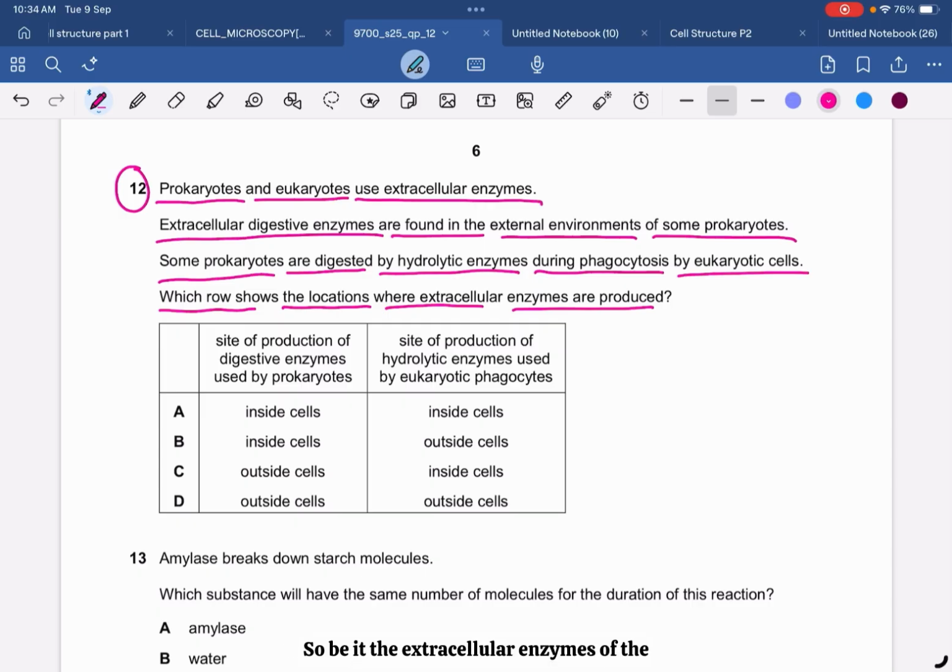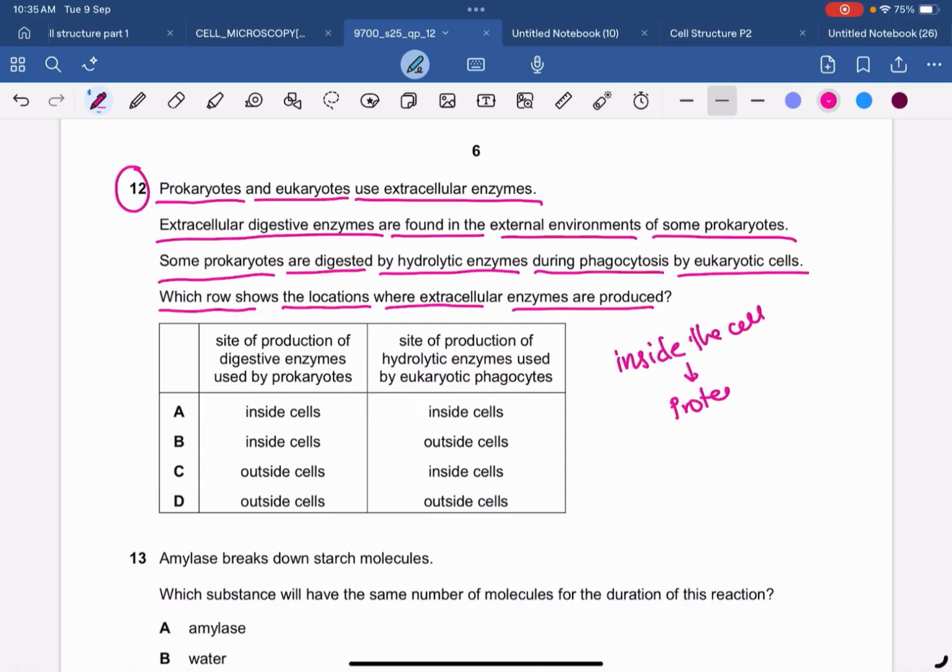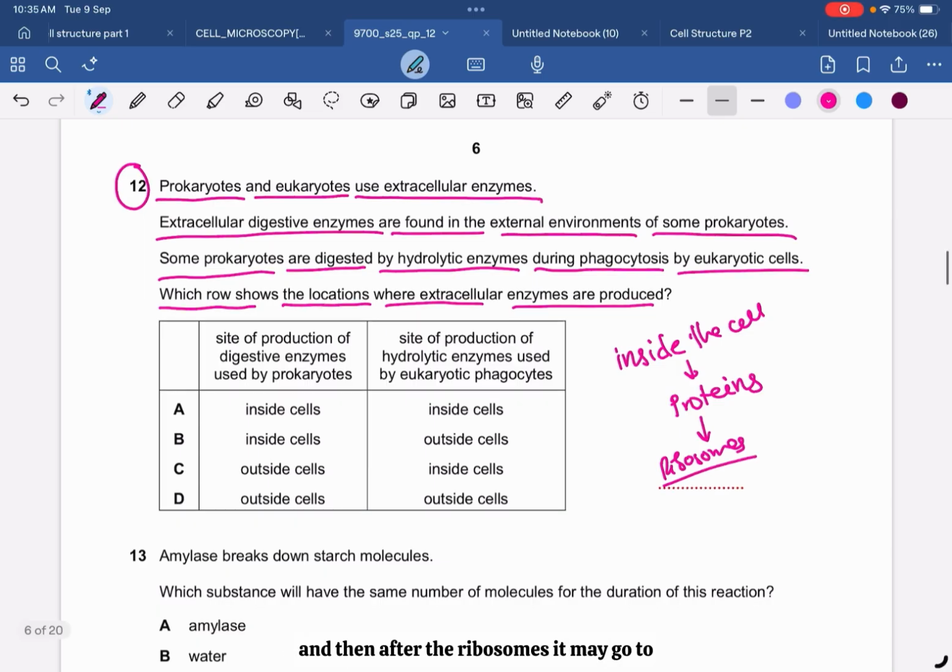So be it the extracellular enzymes of the prokaryotes or of the eukaryotes, both are basically produced inside the cell, because we know that enzymes are basically proteins, right? Enzymes are made up of proteins, and all of the process of protein synthesis takes place in the organelles inside the cell. For example, in the ribosomes the protein synthesis takes place, and then after the ribosomes it may go to the Golgi apparatus to be modified, right, and then it is secreted out of the cell.